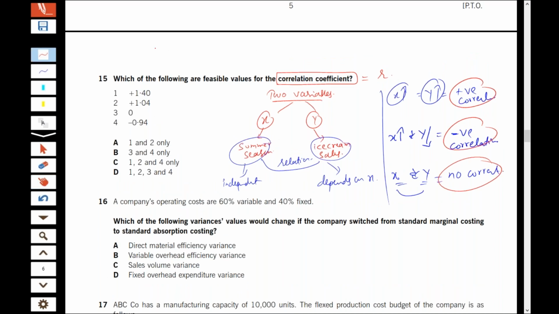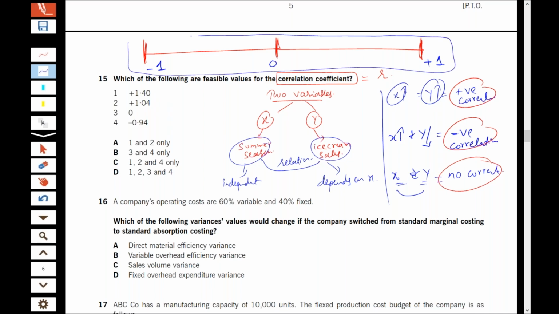And remember, the relationship is either positive, negative, or none. So there is a scale of measurement of the relationship, that is 0, +1, and -1. The relationship should fall in this range, not above or below this range, otherwise there is a mistake. So my relationship can be 0, can be -0.94 till -1, not less than that. So these two are not applicable. These are the feasible values, 3 and 4, option B. It cannot be more or less than this particular scale.